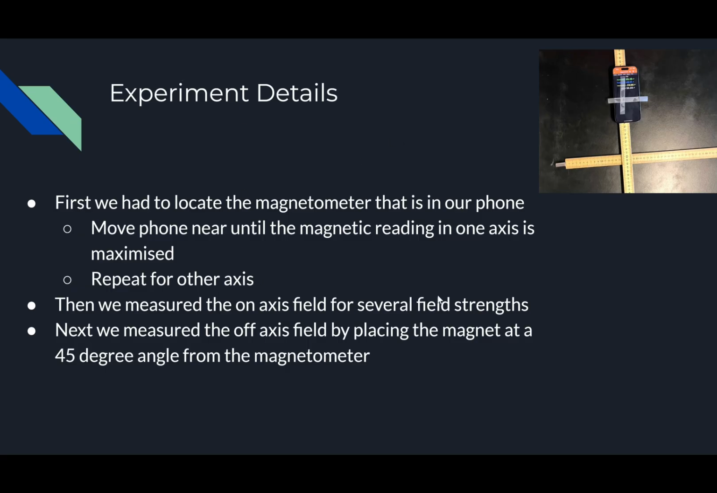Experimental details. First we have to locate the magnetometer in our phone. We move the phone near the magnet until the magnetic reading in one axis is maximized, and then we repeat it for the other axis. That tells us where our magnetometer is in the phone, and we mark it with tape. Then we measure on-axis for several field strengths, and then we measure the off-axis field by placing the magnet at a 45-degree angle from the magnetometer, as shown in the picture at the top right.